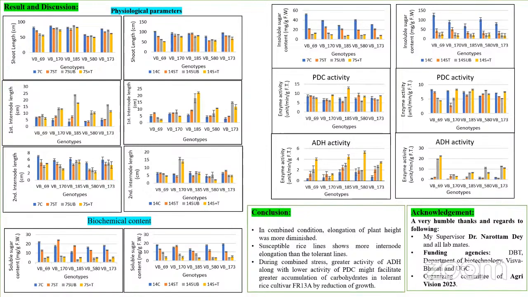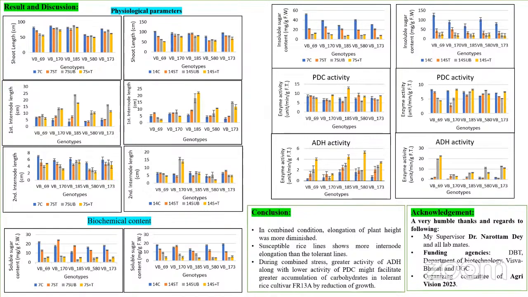sugar content, which can be used for their future or long-term use after the stress is removed following a prolonged period of stress. So the tolerant rice variety shows lower PDC activity in combined stress condition in both the 7 and 14 day stress induction, but the intolerant rice lines show greater activity of PDC, by which greater soluble sugar is used by the plant. On the other hand, by the activity of PDC, a toxic intermediate, acetaldehyde, is accumulated in the plant cell.